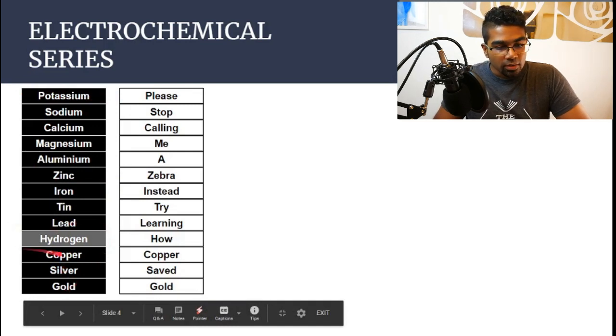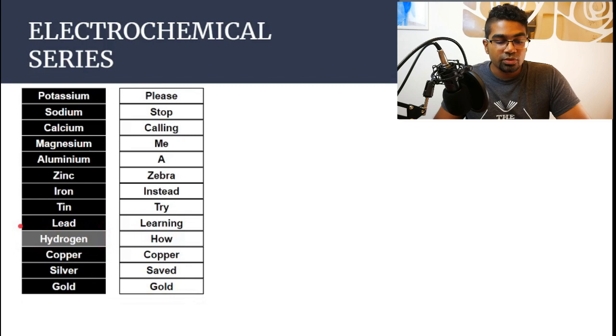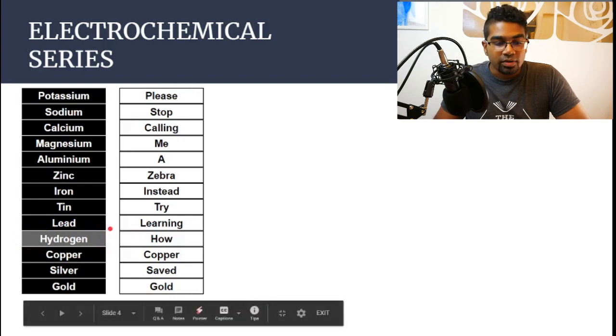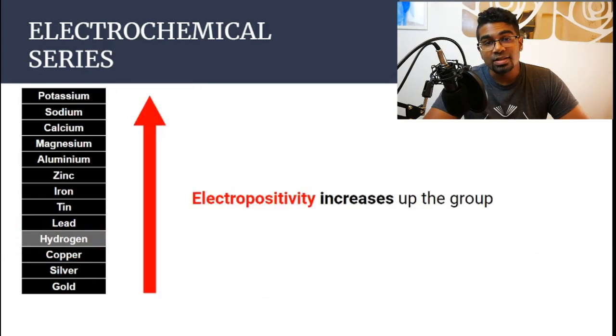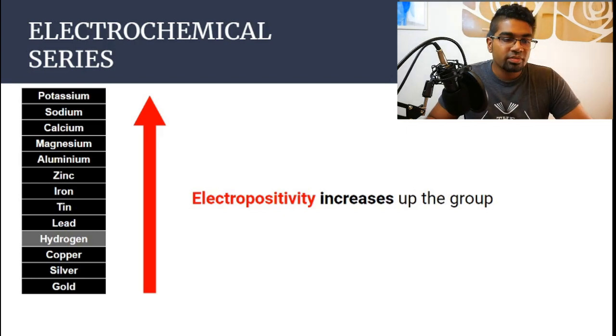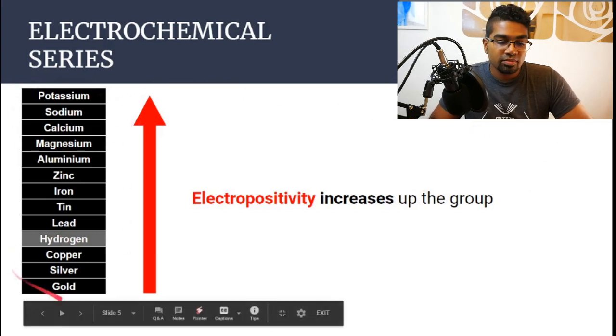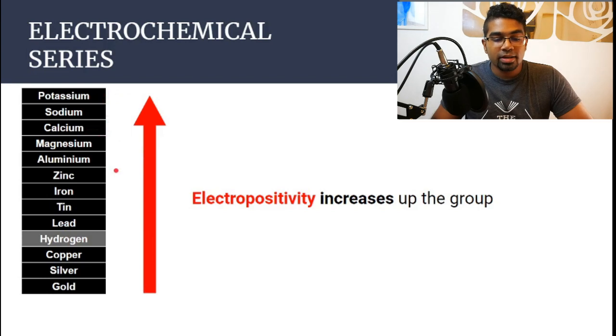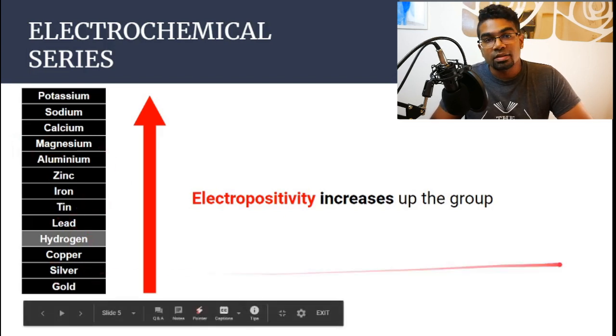Hydrogen is included here, although it's not a metal, because sometimes it's useful to know the positions of metals with respect to hydrogen. So this list is arranged according to the electropositivity of the metals. The most electropositive metals are positioned on the top and the least electropositive metals are at the bottom. So the higher the position on the electrochemical series, the higher the electropositivity of the metal. For example, magnesium is more electropositive than tin. Likewise, lead is more electropositive than silver.